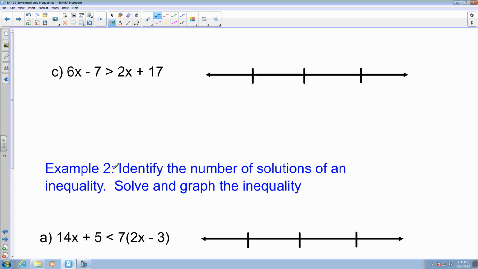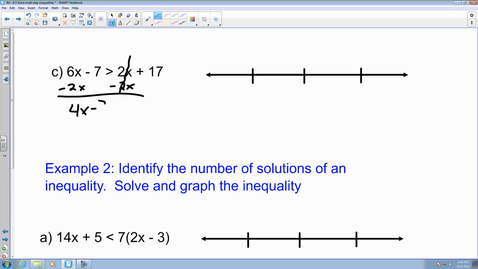Let's do one more example for this section. So I have 6x minus 7 is greater than 2x plus 17. So what I want to do is combine like terms. So I see I have x on both sides. So I'm going to subtract 2x here, subtract 2x here. This cancels, and 6x minus 2x gives me a 4x.